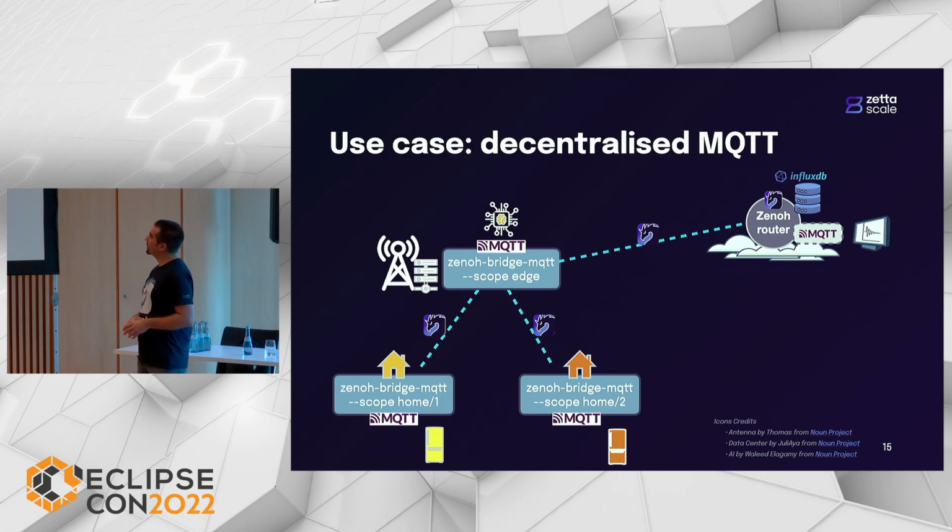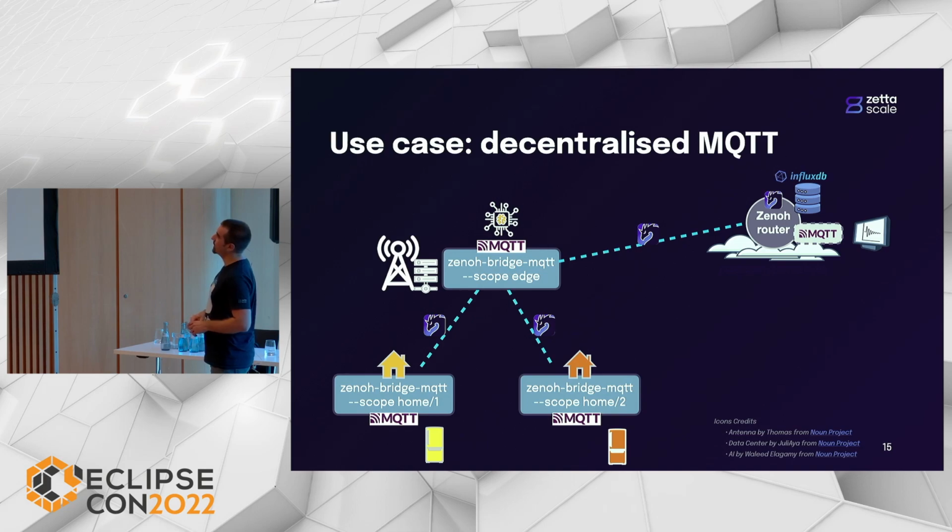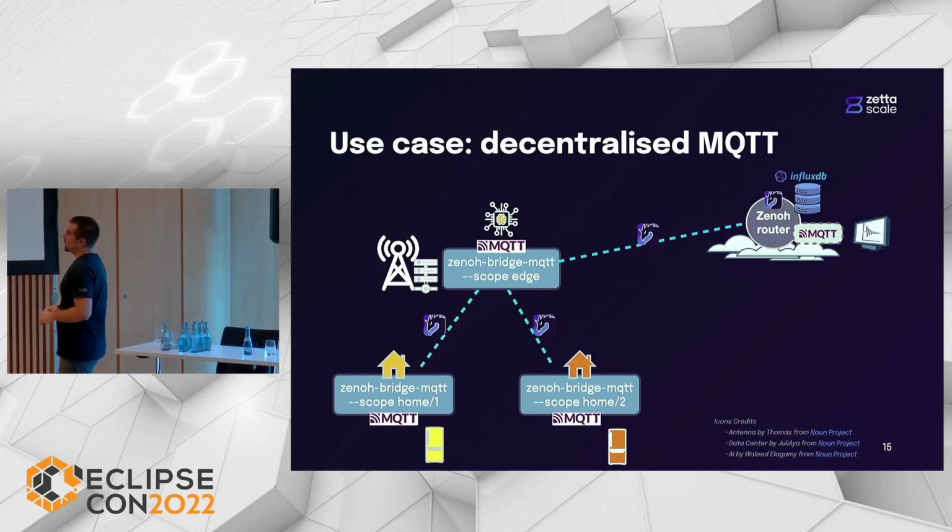Use cases. One obvious use case that we foresee is decentralized MQTT. In the Zenoh bridge MQTT, you have an option also to add a scope, which will be a prefix used in the Zenoh republication, added to the topic name of your MQTT. So, for instance, you may have various objects in your home that will publish all on the same topic, right? Because you all build the same objects. But still, you may prefix them with home1 or home2. And onto Zenoh, it will be transmitted as home/1/your device topic name.